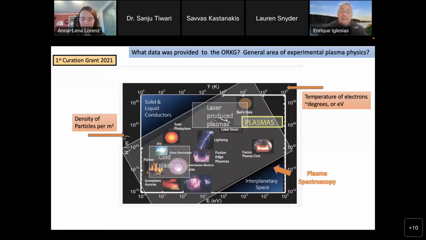So in the first curation grant, I prepared some comparisons addressing a couple of areas of this frame that you see here. The papers with which I populated the ORKG are joined by discussions of, let's say, spectroscopy, meaning the tool discussed in these papers is the study of the light that comes from the systems, which tells you how the systems perform or what they are.